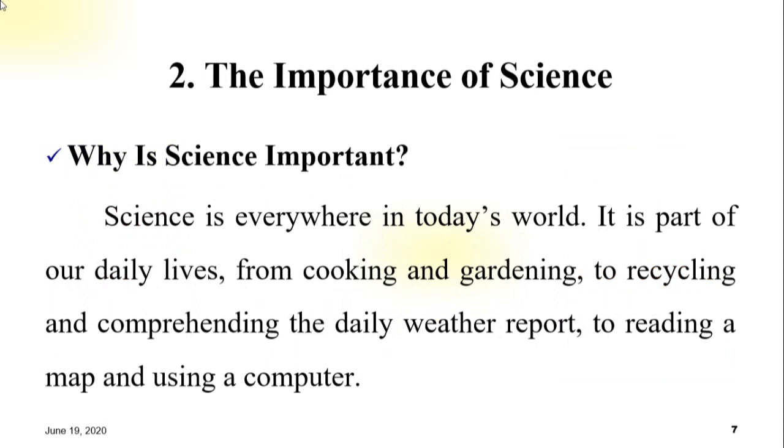Content number 2 is the importance of science. Why is science important? Science is everywhere in today's world, not only in our country but in the whole world. That means science is around us. Science is a part of our daily lives. From cooking and gardening to recycling, comprehending the daily weather report, reading a map and using a computer, all these activities are part of our daily lives, and they involve science.